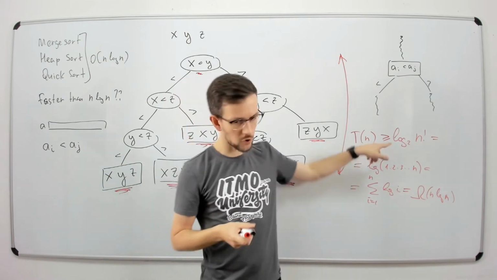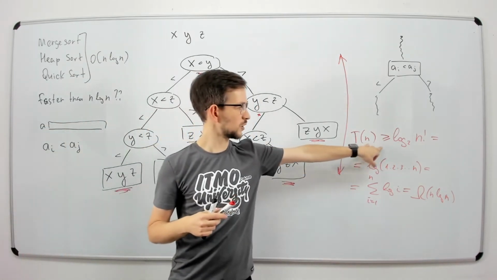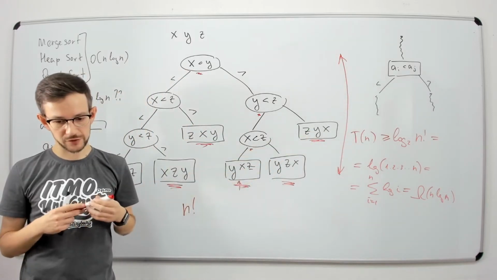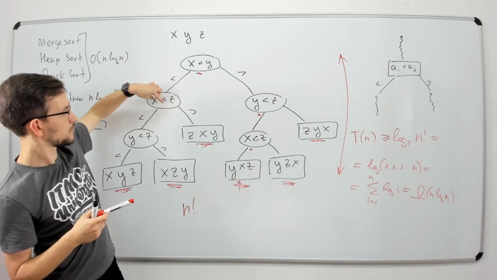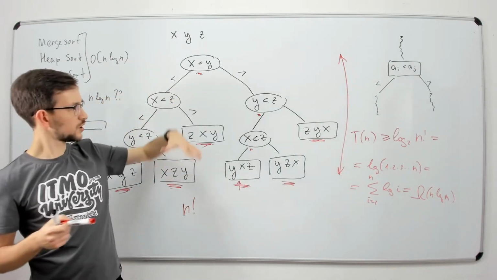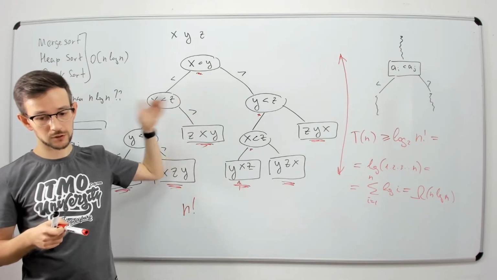Yes, it's logarithm of the number of leaves, right? So the height is not less than logarithm of the number of leaves of the tree. Because every comparison here gives you 2 branches. So on each next level you have twice more elements than on the previous level.